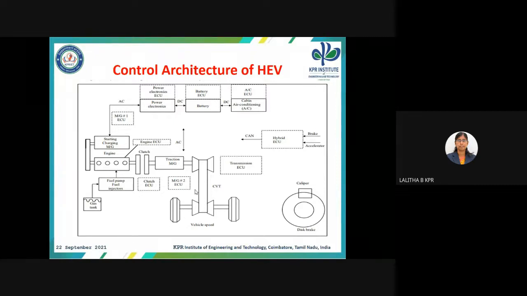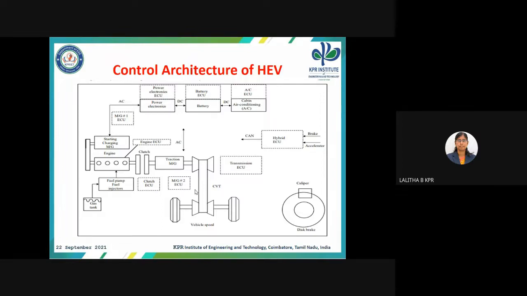The last one is the power electronics ECU. The function of the power electronics ECU is to receive commands from the hybrid ECU to control the inverter energy flow in both ways, that is charging and discharging, to control switching of the electric motor between motoring and generating mode. So these are the functions of the power electronics ECU.